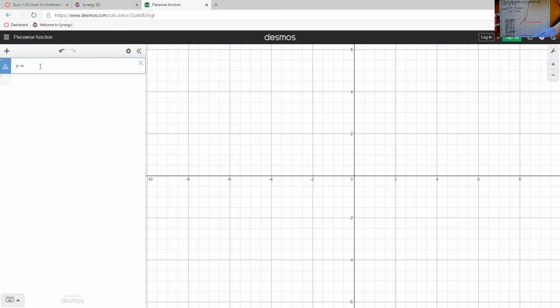So let's say y equals x. That's our first rule. But this rule is only true when negative 5 is less than or equal to x, which is less than 0. So we should have a short section of line like this.